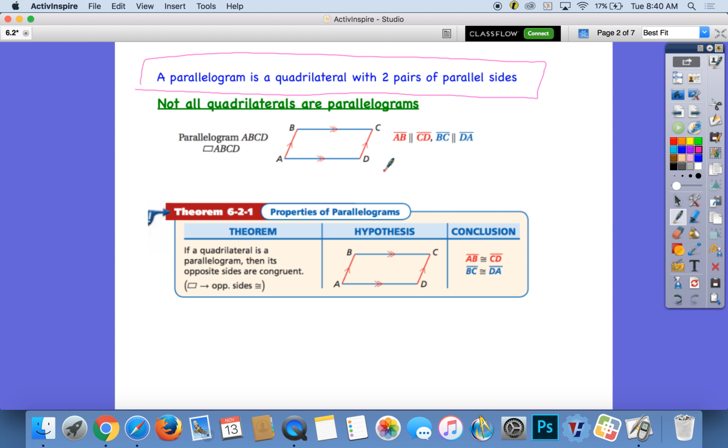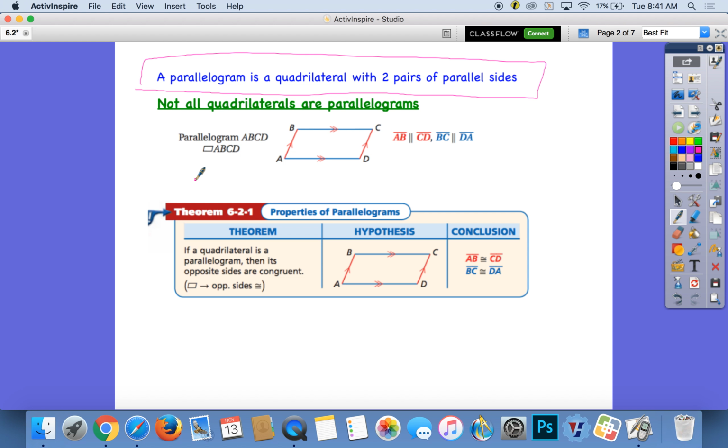Now, notice right here that in order to say parallelogram ABCD, notice I'm in consecutive order. You could say ADCB, you could say DCBA, as long as you're going around the block in a consecutive order. We talked about that a few months ago. This is going to be your symbol for parallelogram. Looks like a little box.